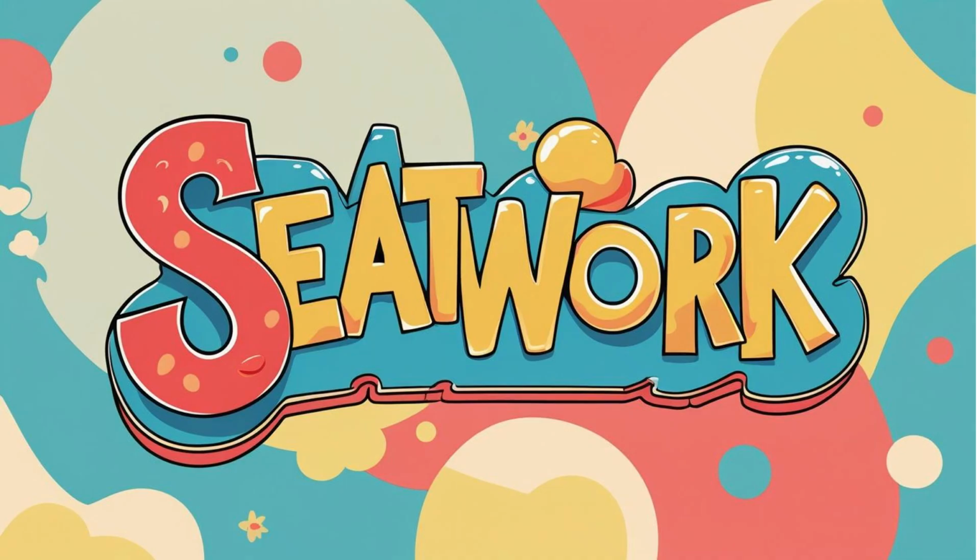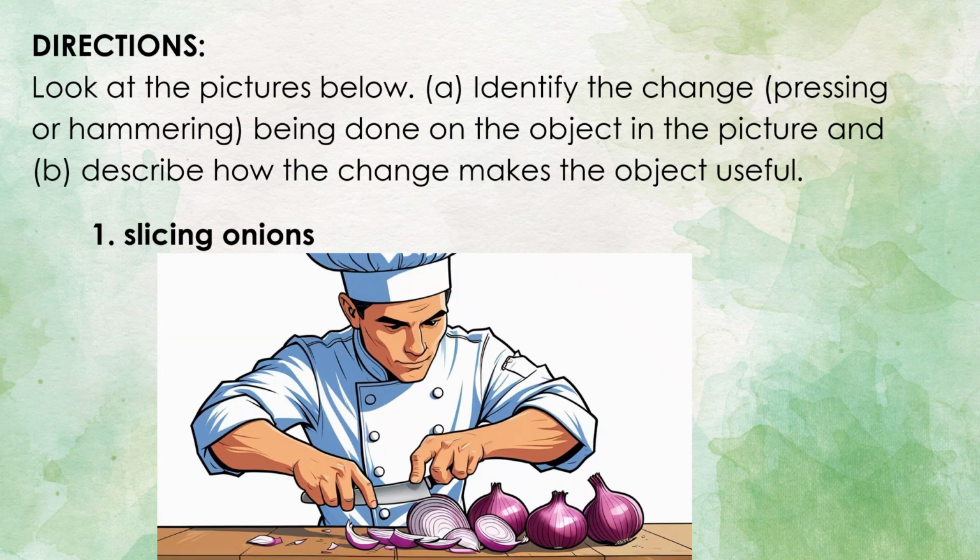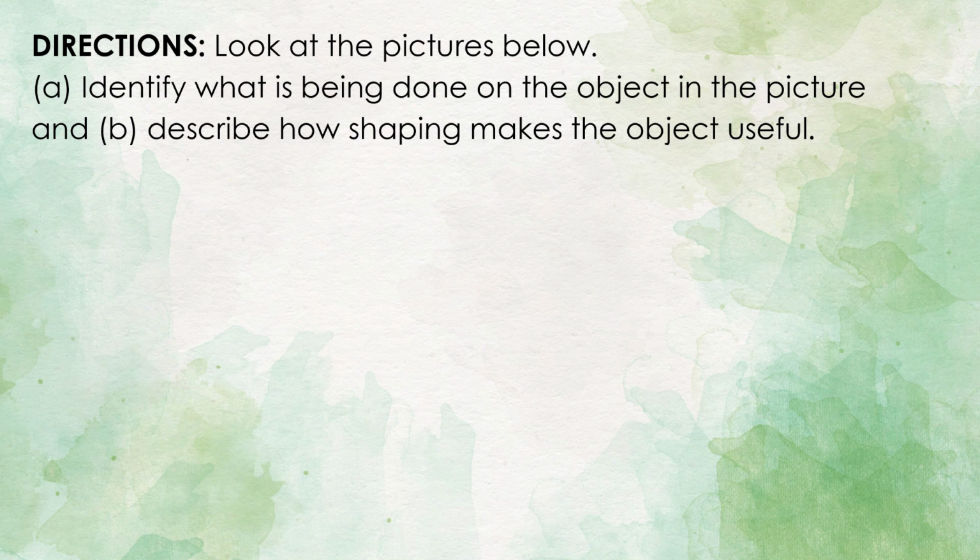Ready for the seat work? Direction. Look at the pictures below. A. Identify the changes done on the object in the picture. And B. Describe how the changes make the object useful. Slicing onion. Cutting shape out of foam.